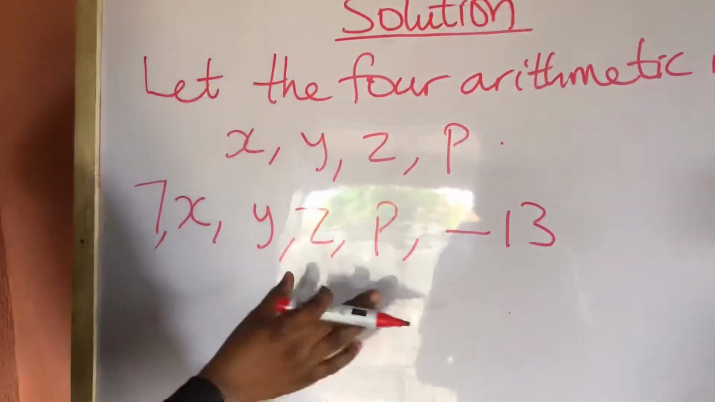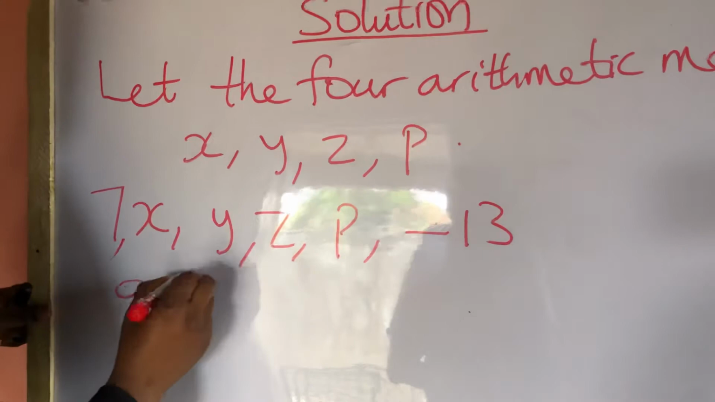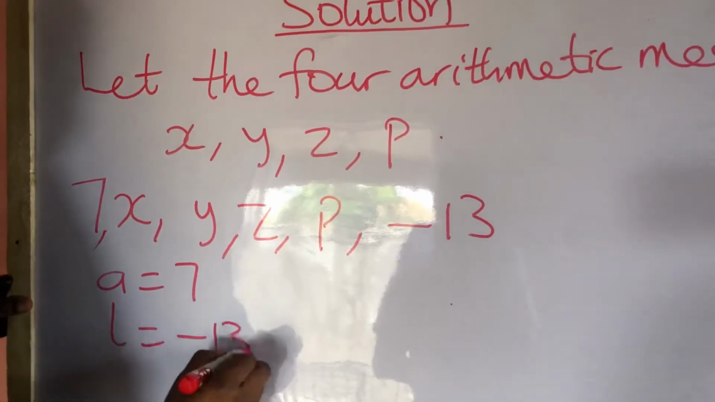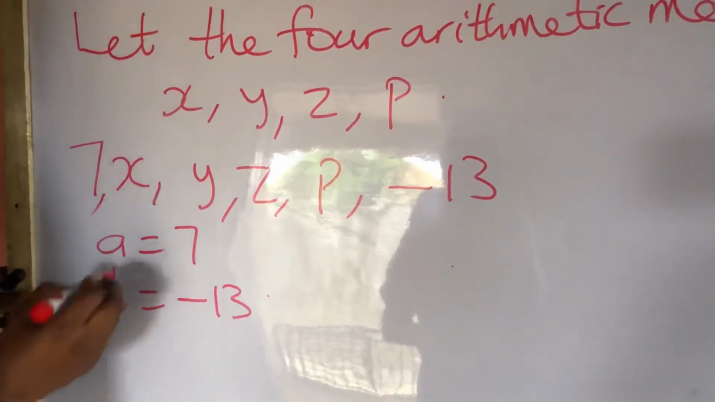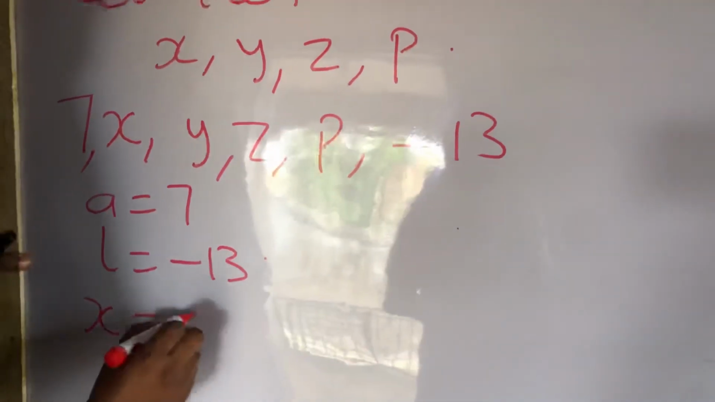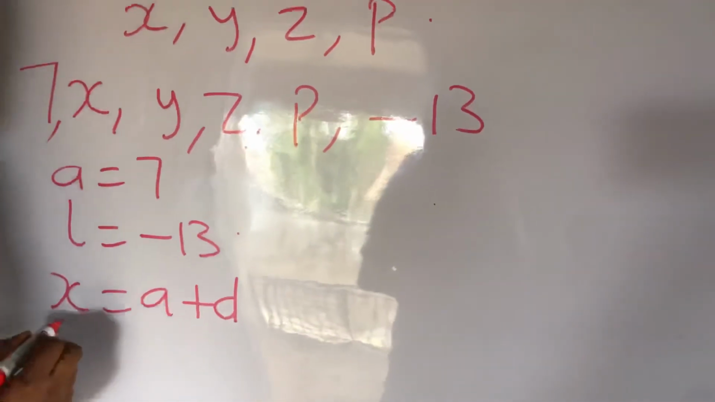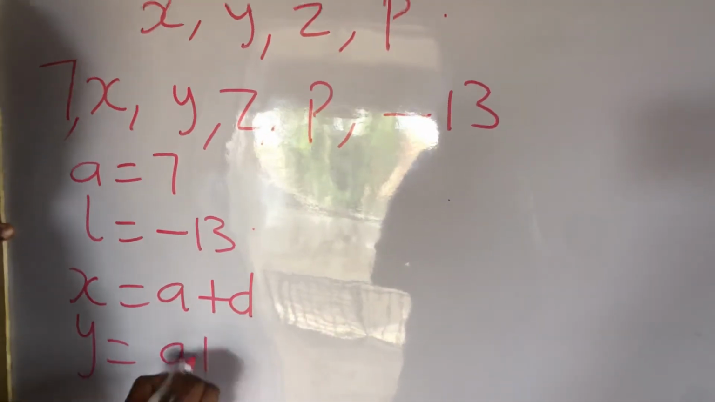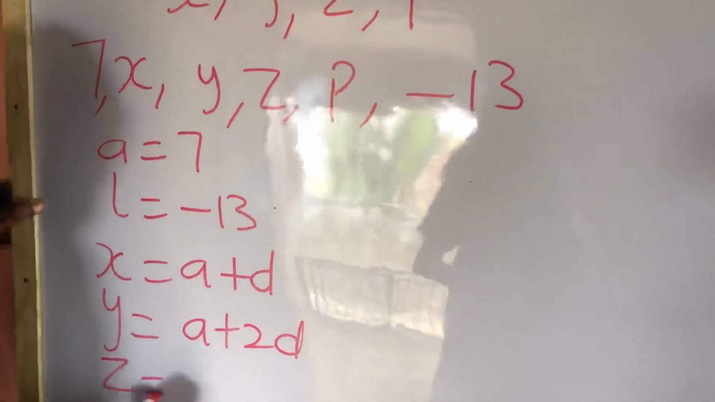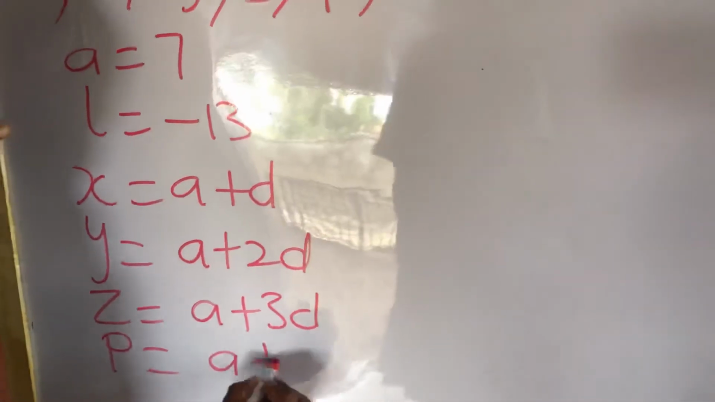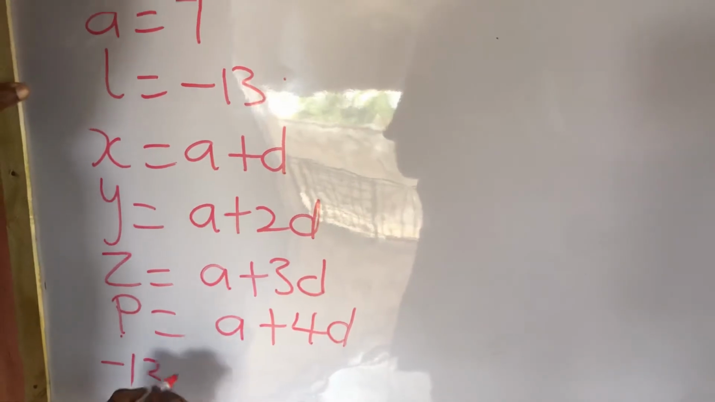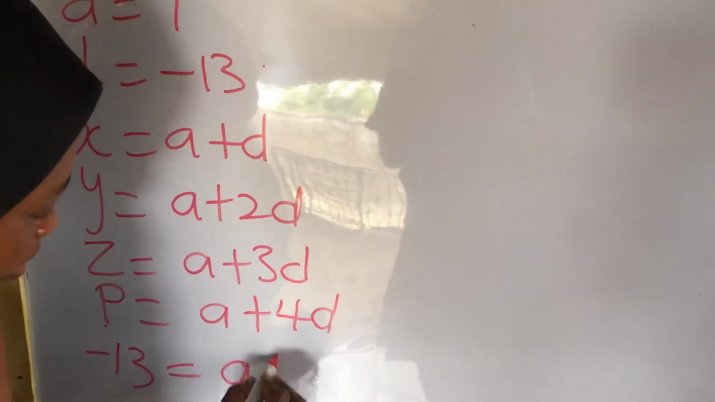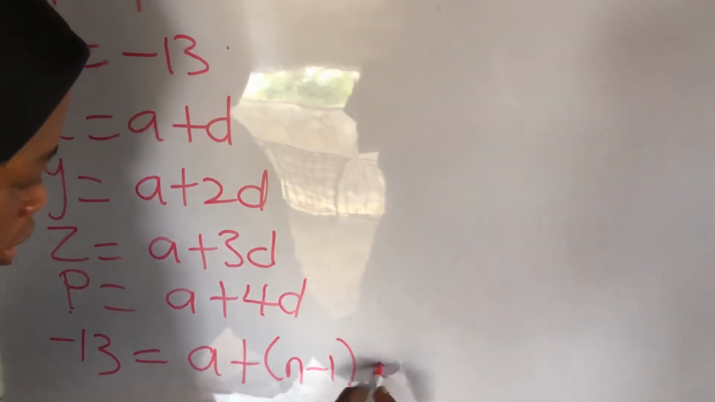So here is a sequence. From here, our first term is equal to 7, and the last term is equal to minus 13. We want to find the value of x, y, z, and p. From here, we can easily find that x is equal to a plus d, y is equal to a plus 2d, z is equal to a plus 3d, and p is equal to a plus 4d, and l, which is minus 13, that is the last term, is equal to a plus n minus 1 multiplied by d.